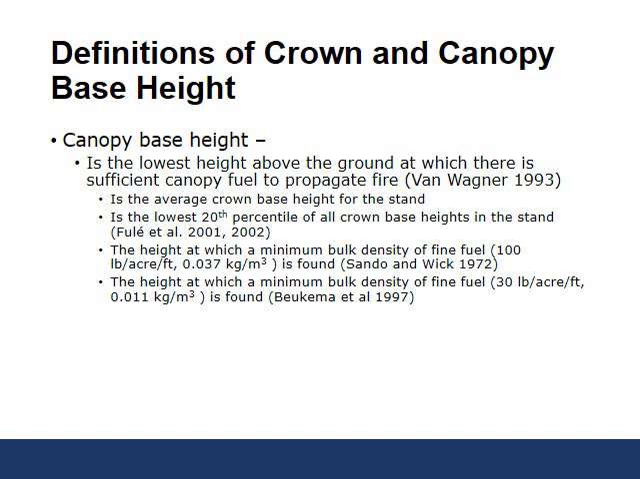Canopy base height is not well defined or easy to estimate for a stand. There have been many definitions used to estimate canopy base height, such as the average crown base height of the stand, the lowest 20th percentile of crown base heights in the stand, or the height at which a minimum bulk density occurs. In general, most definitions are based on Van Wagner's idea that the canopy base height is the lowest height above the ground at which there is sufficient canopy fuel to propagate fire. However, this definition is vague and does not adequately define how we should estimate this characteristic.